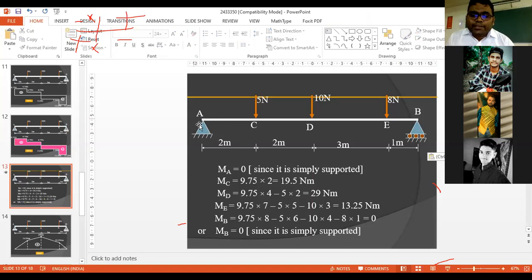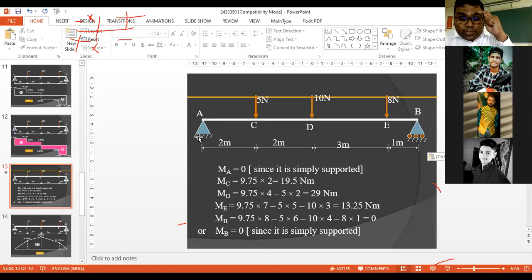Okay, let's find the bending moment at A. What is the bending moment at A? It must be 0, and at C, the distance from this is 2, and load at A, how much was it? It was 9.75, reaction at the B, and distance is 2.